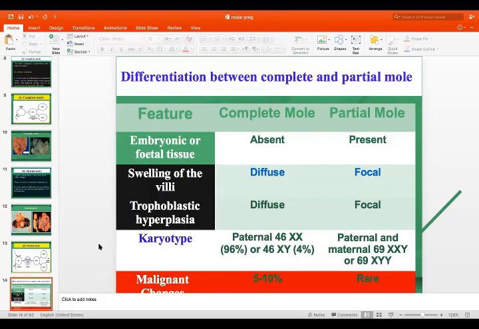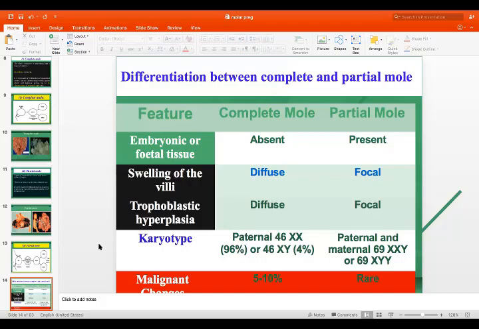So how can we differentiate between a complete and partial mole? In the complete mole, there is no fetus. There is a diffuse swelling of the villi and trophoblastic hyperplasia is also diffuse, and karyotyping shows paternal contribution only, that is 46XX or 46XY.